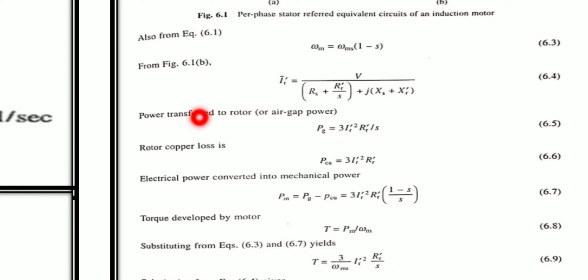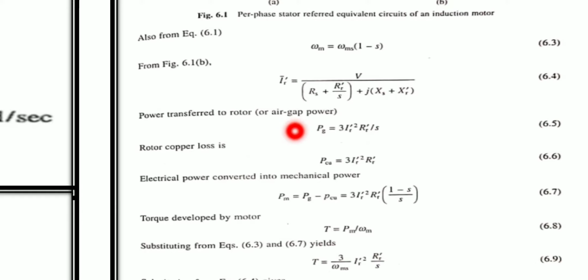Getting it? The next thing is the power which is transferred to the rotor. The power which is developed and transferred to the rotor is also called the air gap power. That is why it is represented by PG. Where will the air gap be? In between the stator and the rotor, a small gap will be there. That is called the air gap itself.